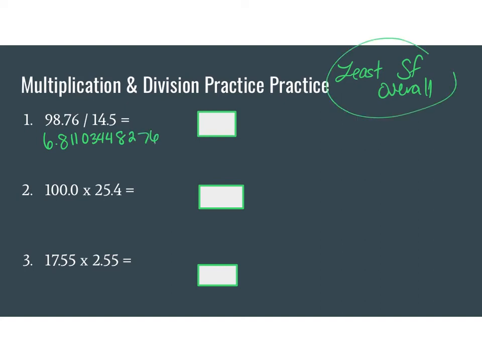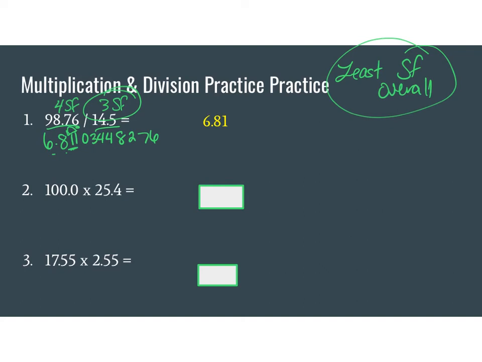I know that I'm going with least sig figs overall. This value has 4 sig figs. This value has 3 sig figs. Guess what? I can only have 3 sig figs. So I look at my 3rd and my 4th. Does this 1 do anything? Heck no, it doesn't. So I end up with 6.81.